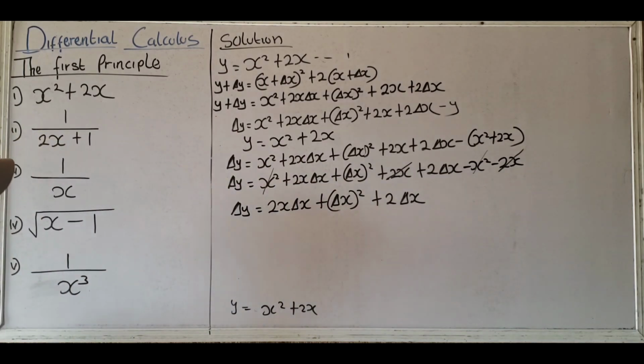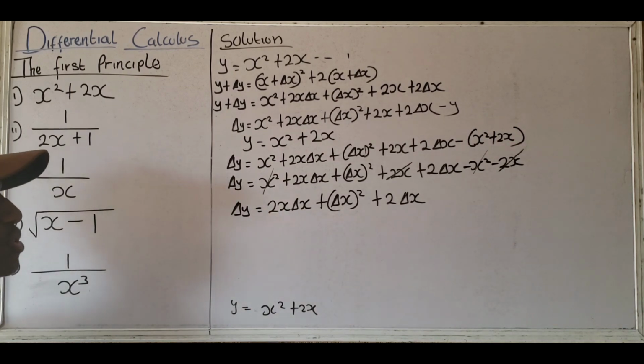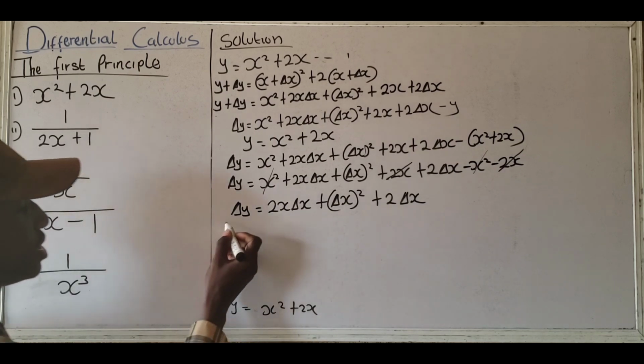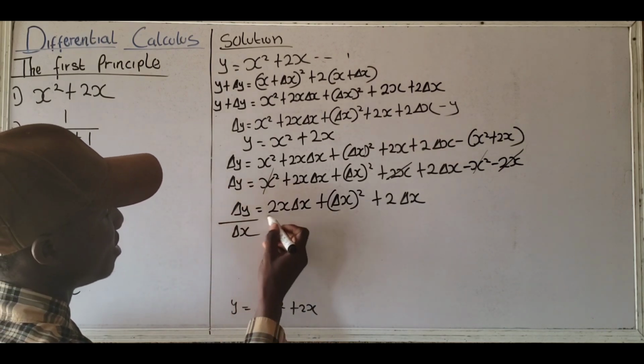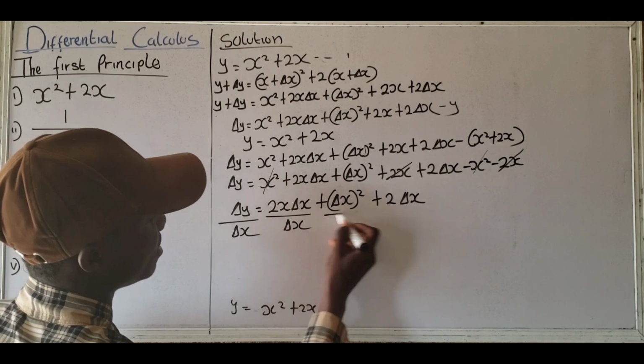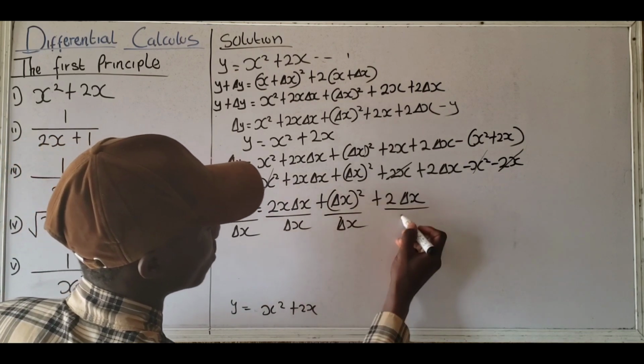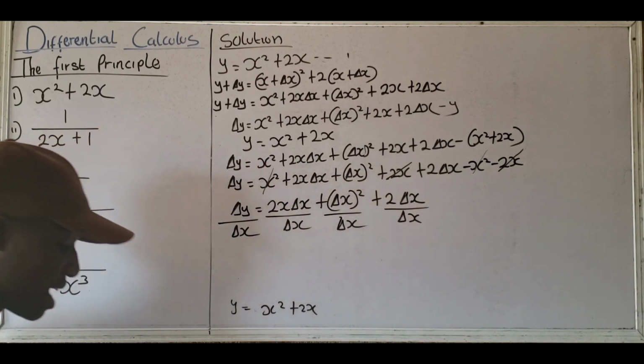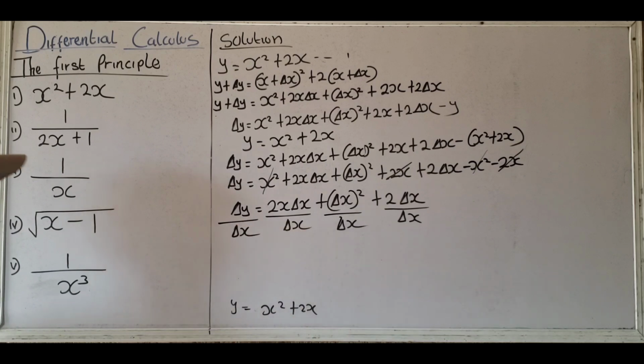Now, I want you to pay attention. See, what you are looking for is dy dx. You understand? We are differentiating y with respect to x. Are you paying attention? Now, to get this from this step, the next step is to divide both sides by delta x. Okay? So this will be divided by delta x, this over delta x, this over delta x as well, and this over delta x. What I did here is that I'm dividing each term by delta x.